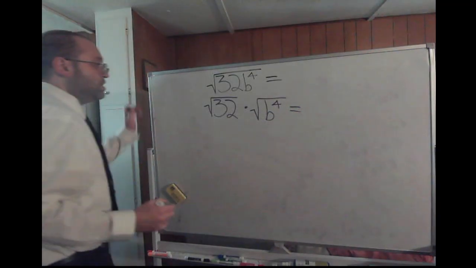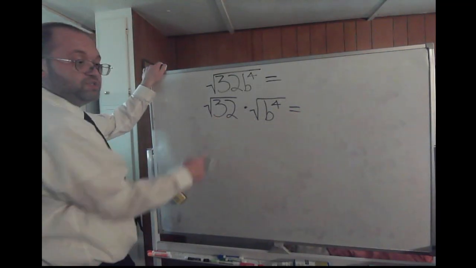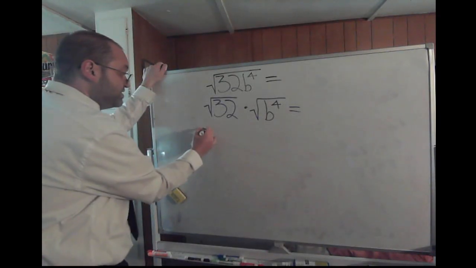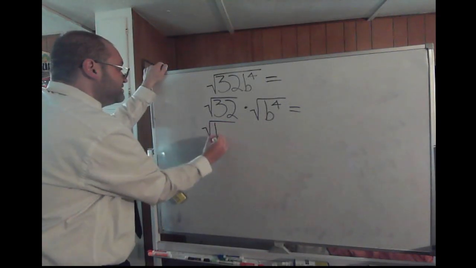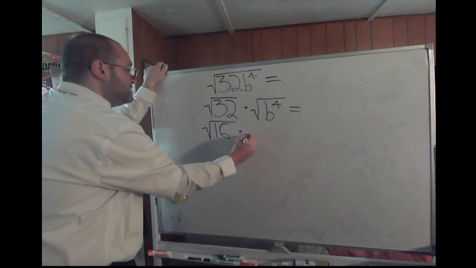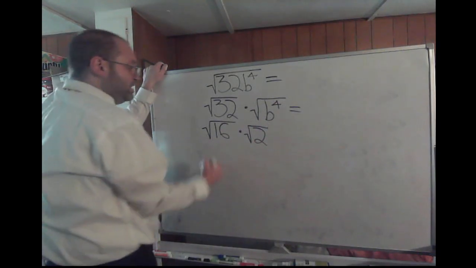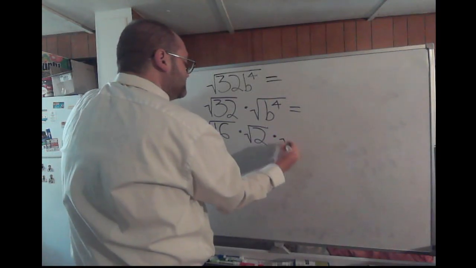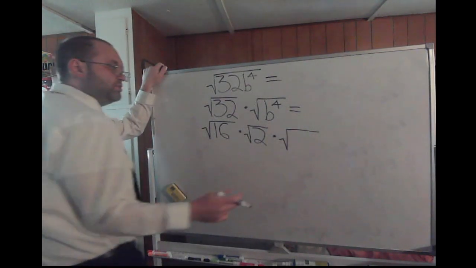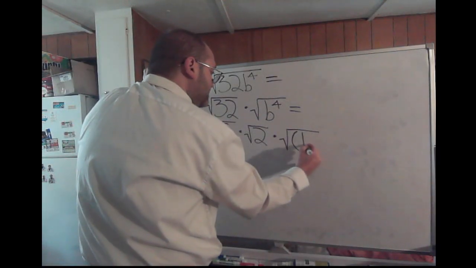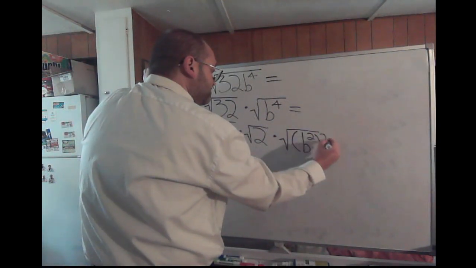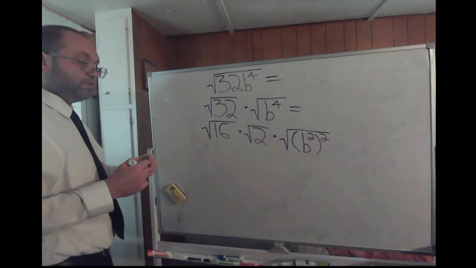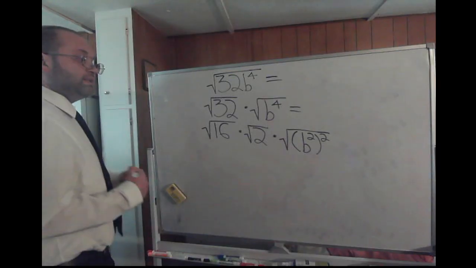Okay? Well, 32 is not a perfect square, but we can separate it into factors that are a perfect square, such as 16 and 2. So you could take the square root of 16 times the square root of 2. So there's your factors of 32. Now let's deal with this b to the fourth. Isn't it true that b to the fourth is simply b to the second power squared? Wouldn't that be true? So we can separate it like that.